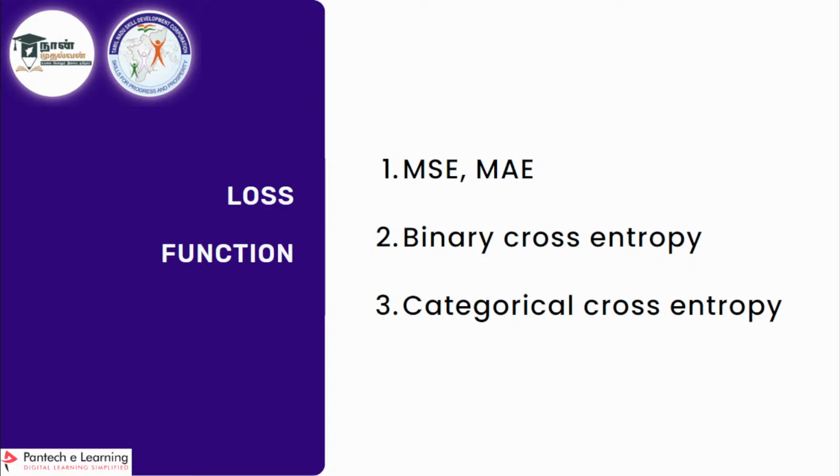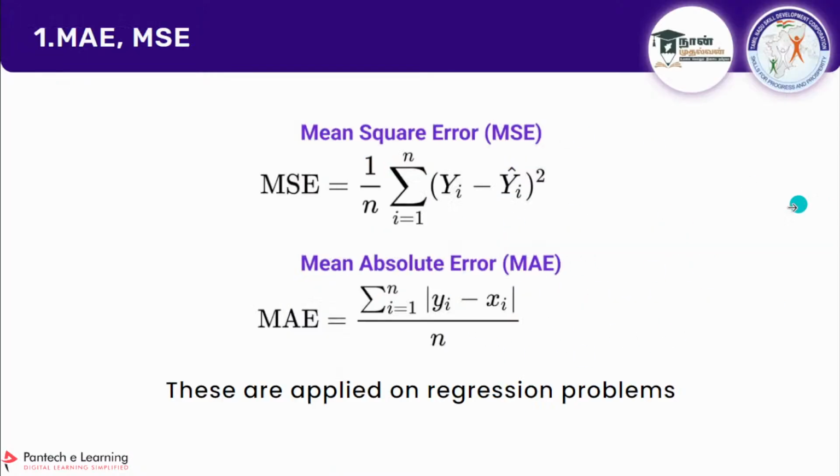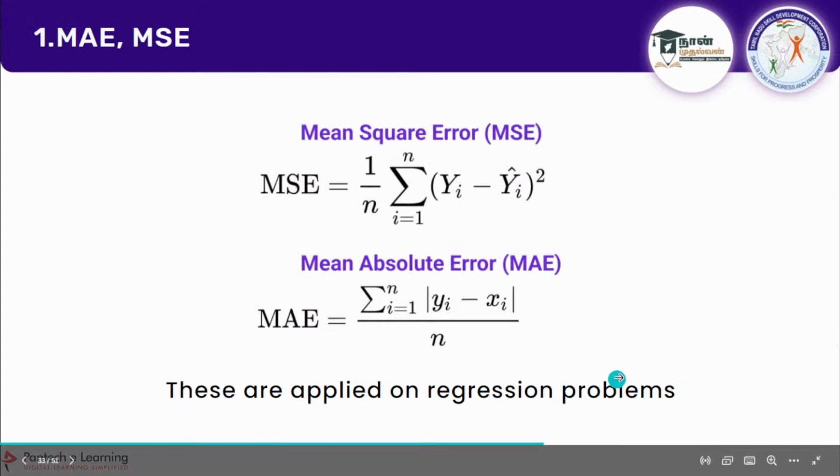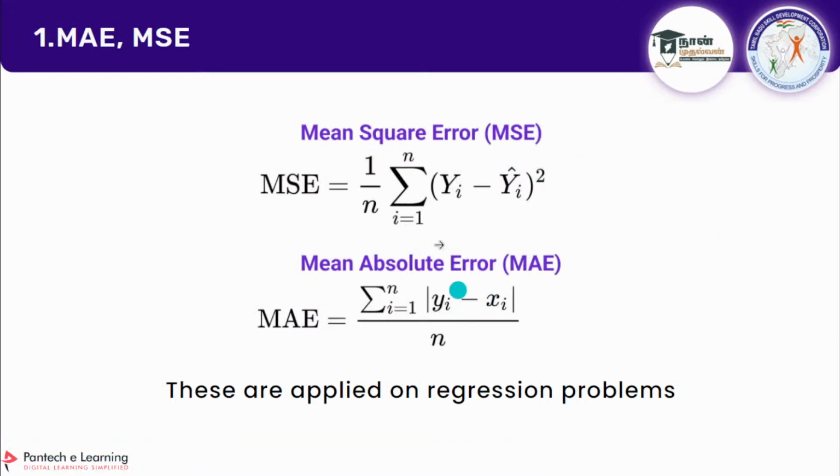So going with the loss function, this loss function is used in the final calculation. Once you get the output, you are going to compare it with the original answer. So you have mean square error, mean absolute error, binary cross entropy and categorical cross entropy. What are they? If you have a regression problem, you have to apply either mean square error or mean absolute error. We know this, right? So it is going to take the square error or absolute error using this formula.